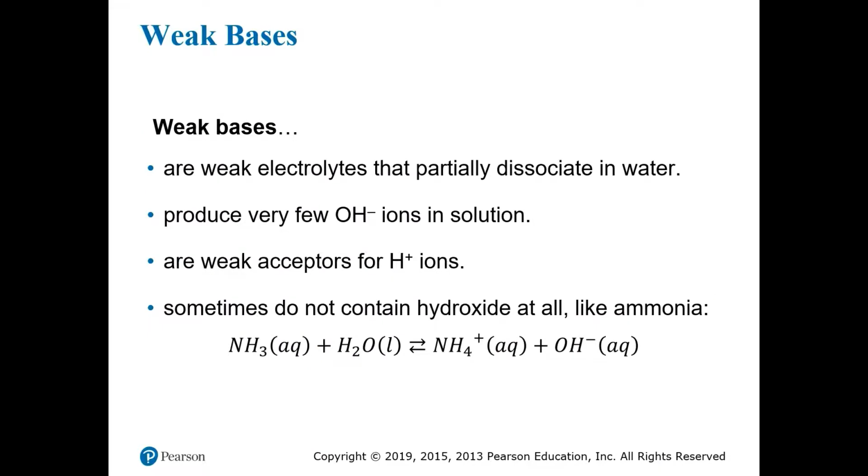Weak bases are any base that doesn't fully dissociate, so anything other than those examples we saw on the previous page. Again, these are weak electrolytes. They partially dissociate, or in the case of something like ammonia, they partially take a proton and leave behind a hydroxide ion. Either way that they do it, they leave behind very few hydroxide ions in solution relative to the amount of base that you add. This means that they're weak hydrogen acceptors. Ammonia is an example of this. And again, when we talk about the ionization of ammonia, we use two-way equilibrium arrows because it's a weak base.